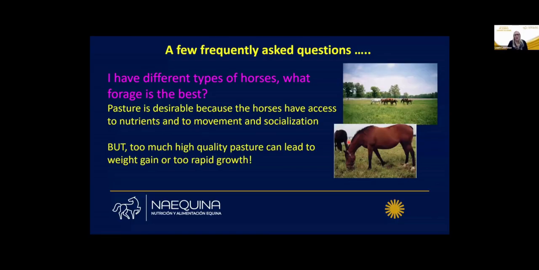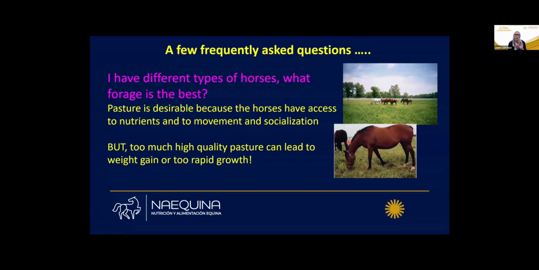To kind of sum that up, many horse owners and horse managers have different types of horses at their operation. So maybe they have some lactating mares. Maybe they have some mares that are in early gestation. Maybe they have some horses that are home and are on rest time. So they have basically maintenance. So when you have different types of horses, what do you do?